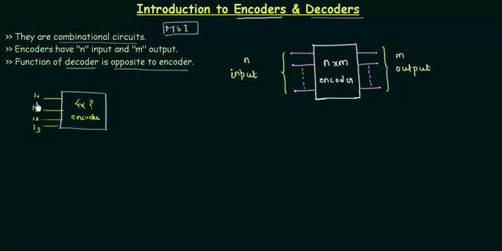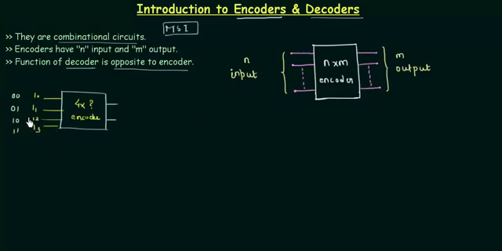For example, out of these 4 inputs, a single input is high all the time, either I0, I1, I2 or I3, but a single input will be high in each and every case. Then what is the need to use these 4 data lines if only a single input is high? You already know that for 4 inputs, I can use 2 bits to represent them: I0 as 0 0, I1 as 0 1, then 1 0 and 1 1. So instead of 4 data lines, I can have 2 data lines. So the value of m will be 2.